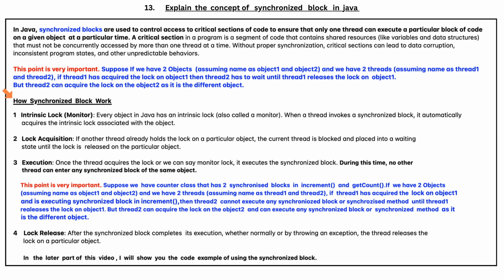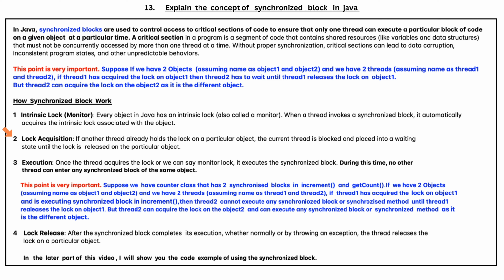How does a synchronized block work? Step 1 is the intrinsic lock, or we can say monitor. Every object in Java has an intrinsic lock, also called a monitor. When a thread invokes a synchronized block, it automatically acquires the intrinsic lock associated with the object.